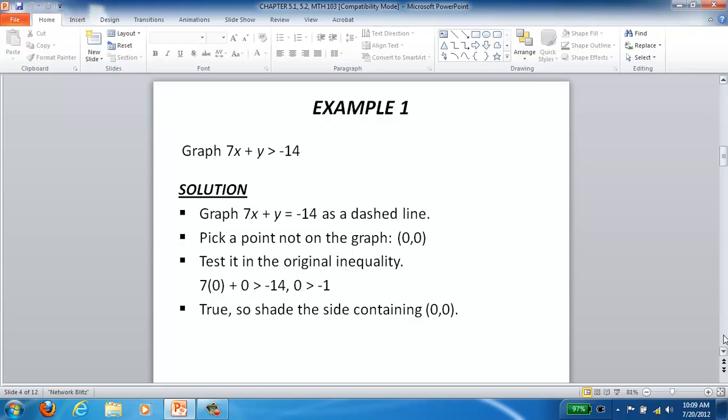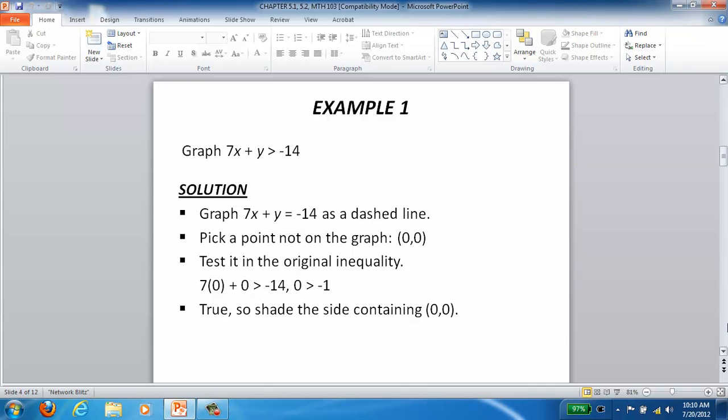Example 1. Graph 7x plus y strictly greater than negative 14. First, graph 7x plus y equals negative 14 as a dashed line. That is the border region. Your graphing techniques for graphing that border region should be similar to graphing linear equations. Choose a point not on the line. For instance, choose the point 0, 0 because it's convenient and easy to test.